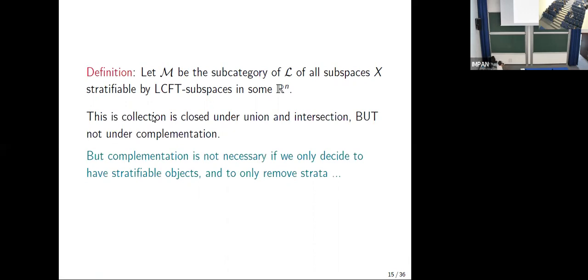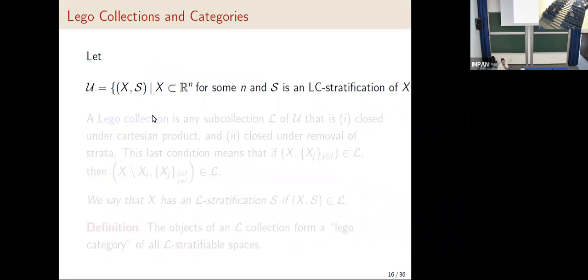So let N be the subcategory of all spaces which can be stratified by locally compact subspaces. But I ask also for finite type, so N C F T. Now they are all N C F T. Is it any better? Well, not so. I mean, the complementation is not always there.